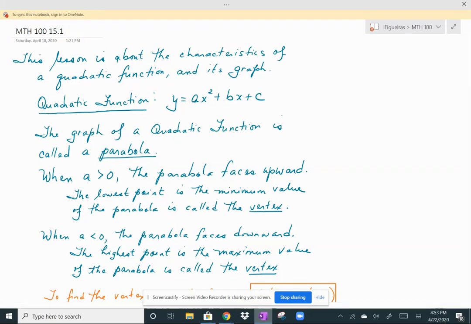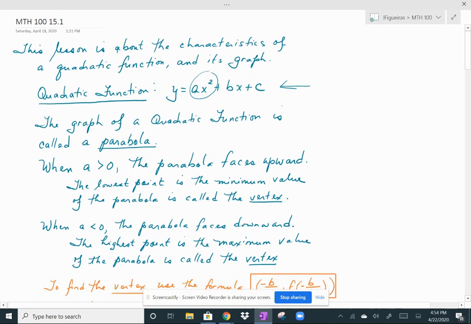Hi, this lesson is about the characteristics of a quadratic function and its graph. So a quadratic function looks like this in its standard form, where y equals ax squared plus bx plus c. The term that makes it quadratic is the ax squared term. If you didn't have the ax squared term and you only had the bx plus c, then it would be a linear function.